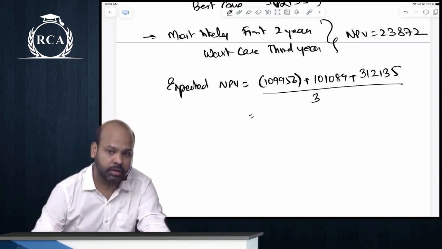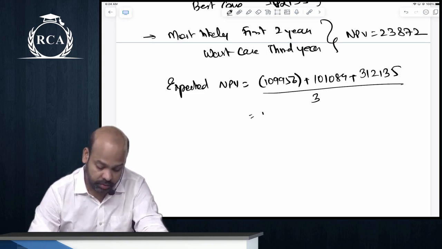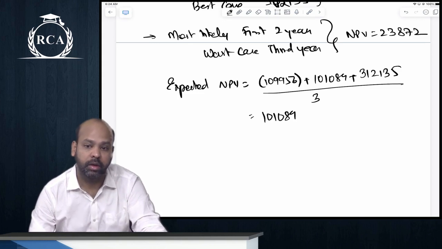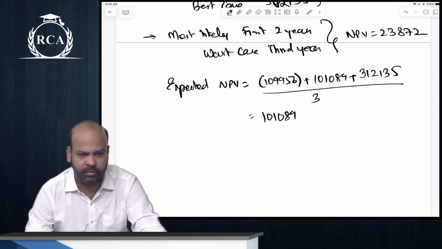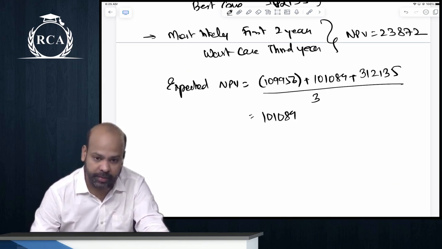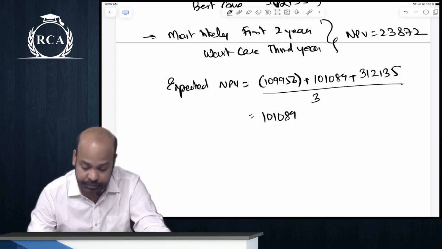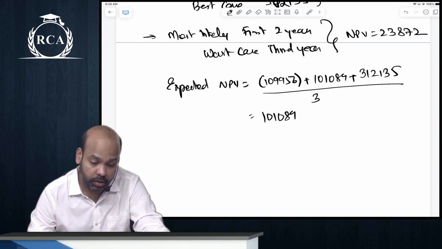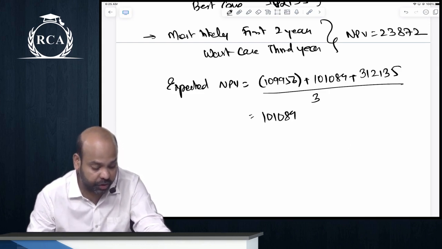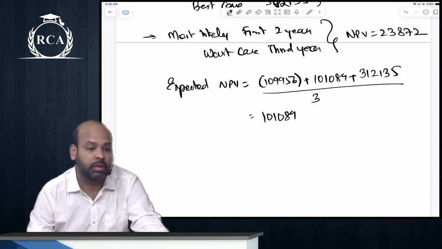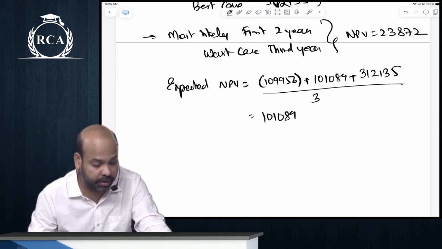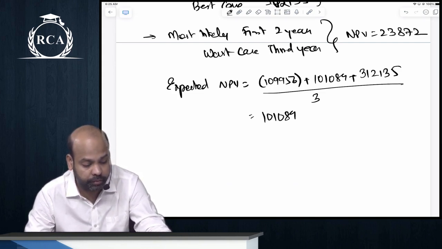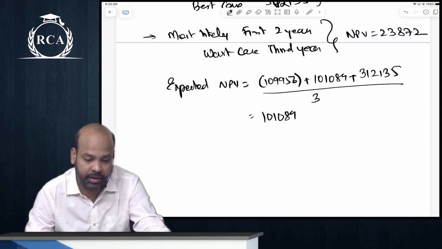How much does this come to? The middle one is coming: 1,01,089. Assuming equal probabilities, expected NPV is 1,01,089. On the basis of expected NPV, the project should be accepted.